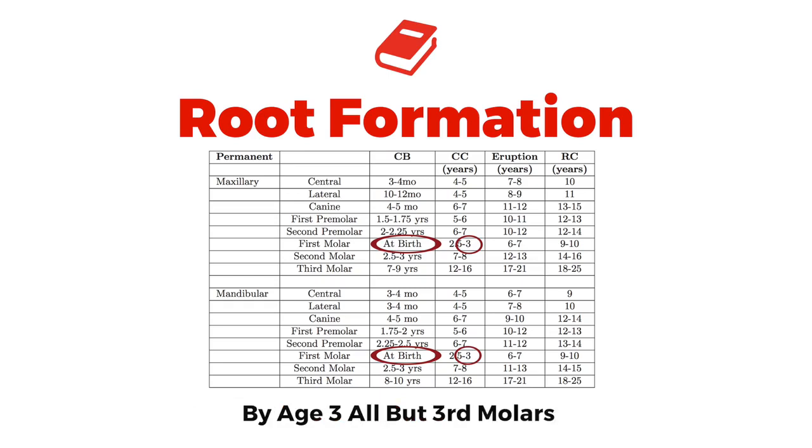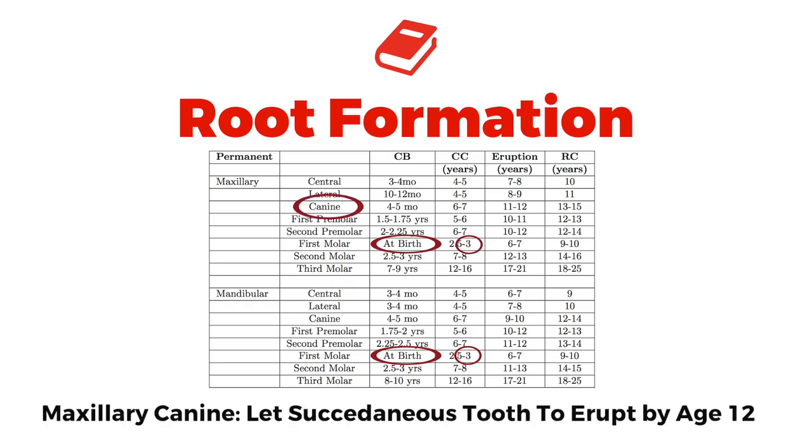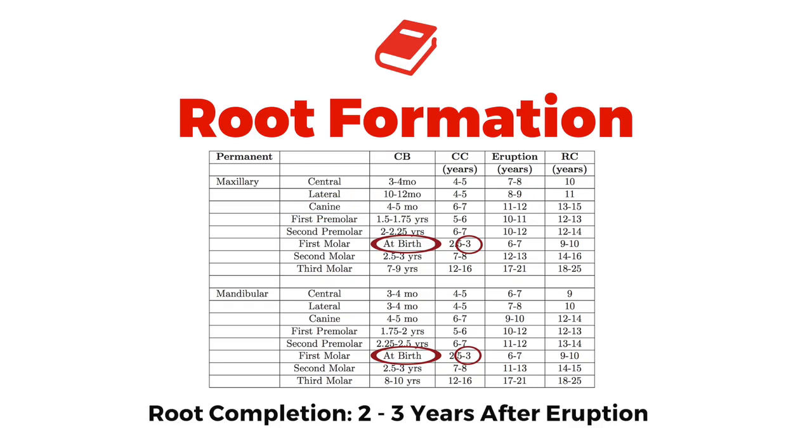Note that by age 1, the canines have begun to calcify. Remember that during all calcification, the incisal ridge or incisal edge calcifies first. Another point I want to highlight is the maxillary canine is usually the last succedaneous tooth to erupt by age 12. Look at the column on the right. Know that root completion in permanent teeth is usually completed about 2 to 3 years after eruption. Remember, it only took a year in primary teeth.